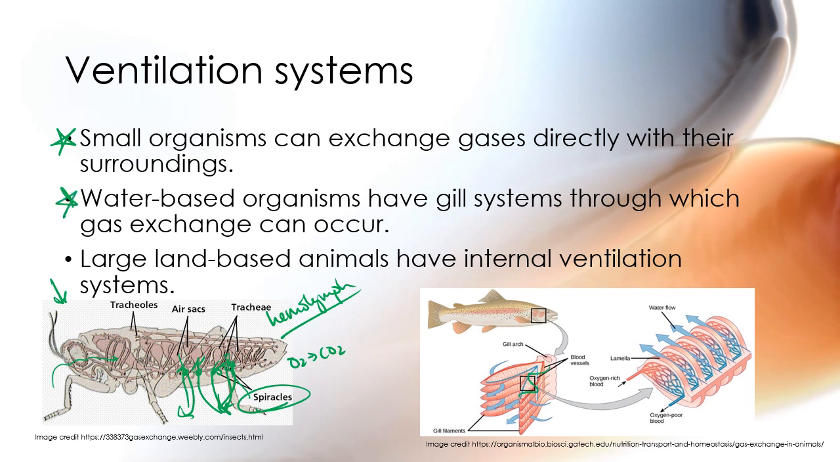With water-based organisms, they've got that gill system. The blood will flow through the gills. Oxygen in the water will diffuse into the blood in the capillaries of the gills. CO2 in the blood will diffuse into the water that is flowing through that gill system. So lots of concentration gradients going on here.